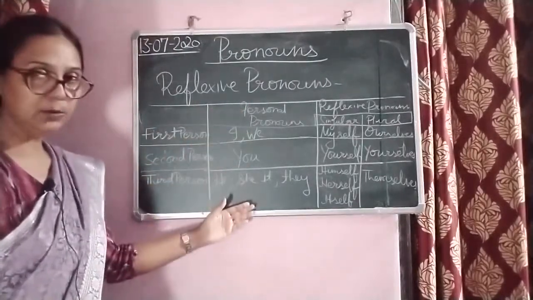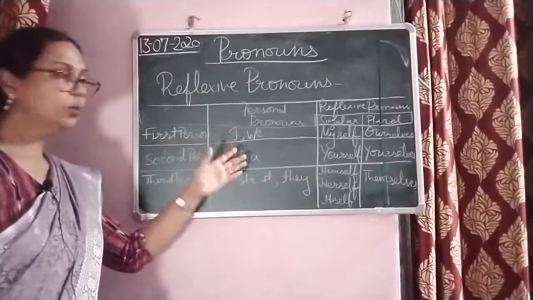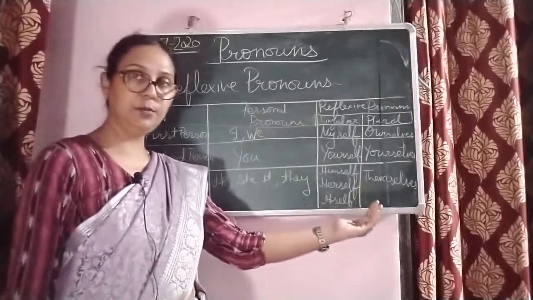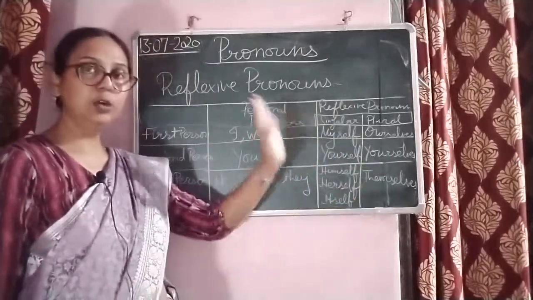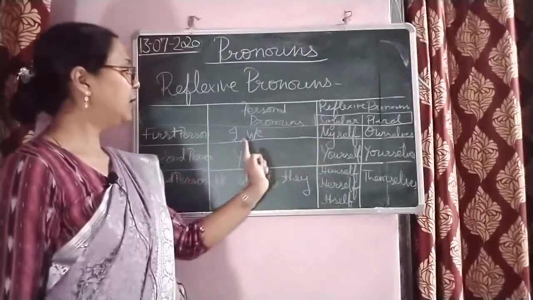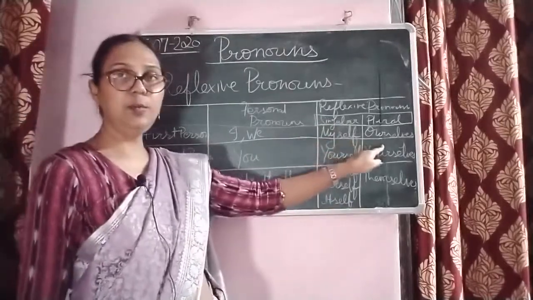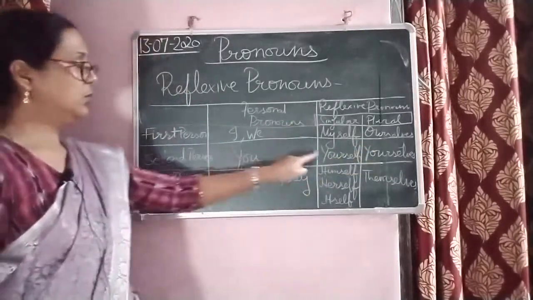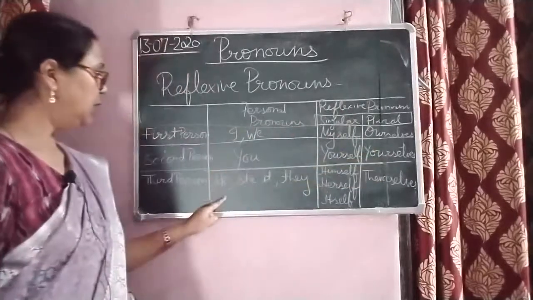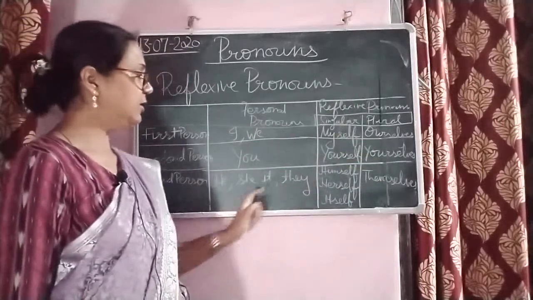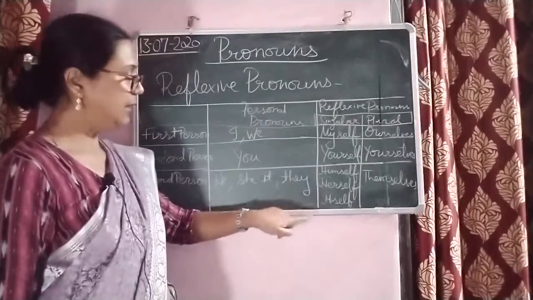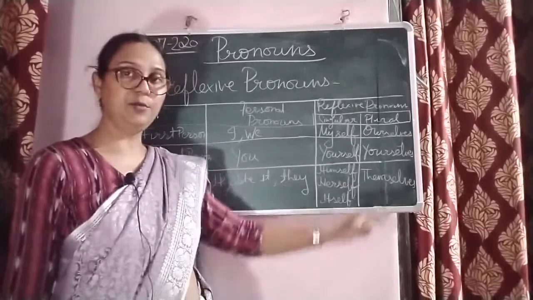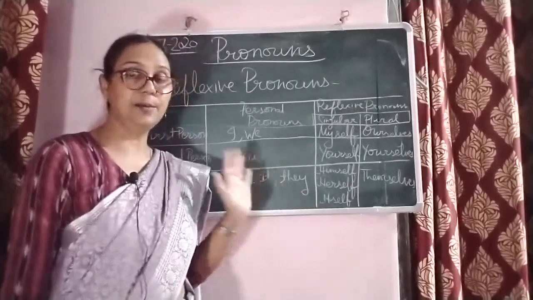These are the personal pronouns which I have already shown you in the first person, second person and third person. What we are going to change into reflexive pronoun is written over here. You note it down in your copy. In singular, I changes into myself, and we changes into ourselves. Now you, yourself, in plural, yourselves. He, she, it, they: himself, herself, itself, and here you can see they will become themselves. So this we have to learn and remember always.